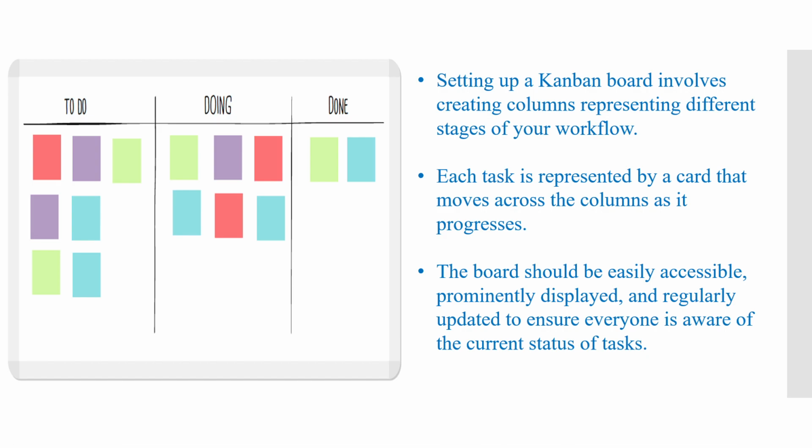The board should be easily accessible, prominently displayed, and regularly updated to ensure everyone is aware of the current status of tasks. So this board should be updated periodically, and it should be displayed prominently to each and everyone in the organization so that they can take proper action on it. So this is the simple Kanban board that one should be aware of.